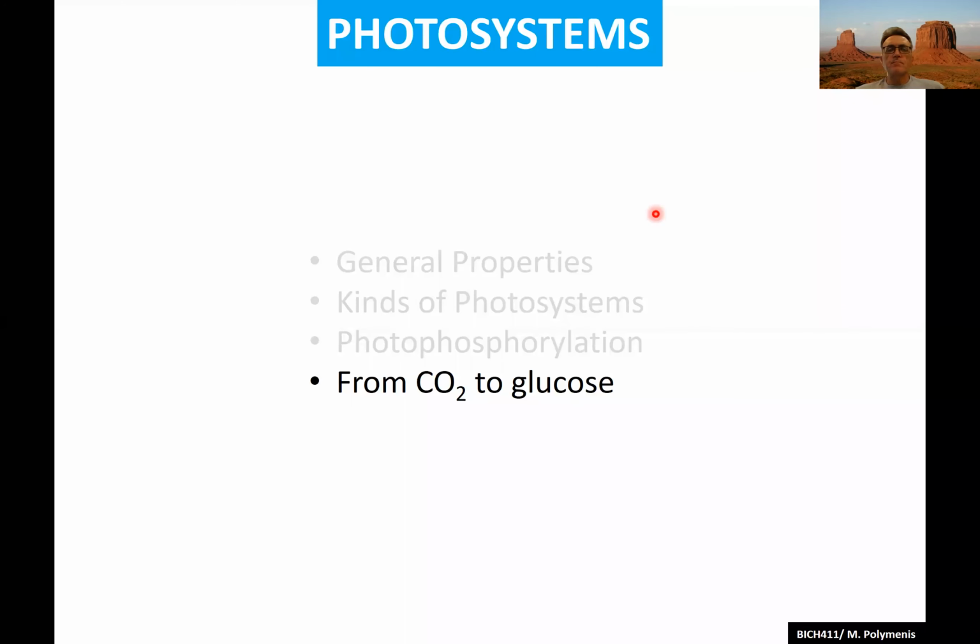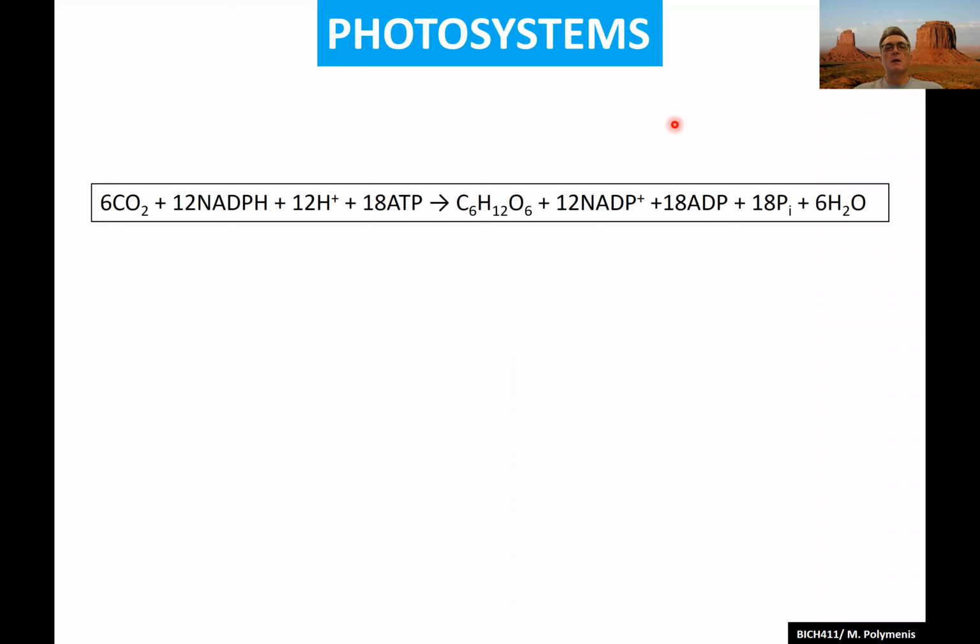Hello everyone. In this video, we're going to see how plants fix CO2, and eventually they use that to make glucose. So this is the synthesis part of photosynthesis that we're going to be talking about. Okay, here. All right. So the overall reaction is shown here, and it makes the whole point of why we have photosynthesis.